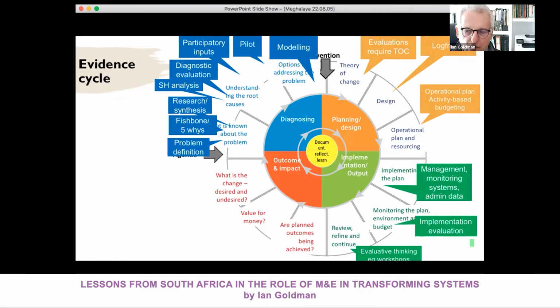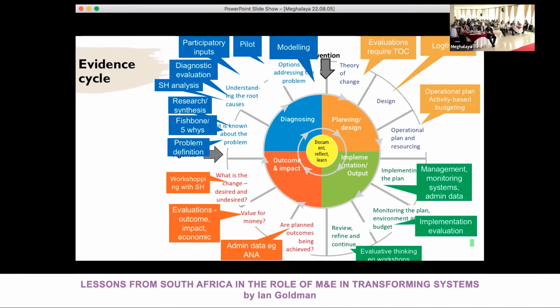For example, you can run reflective workshops to review how things are going and how things need to be changed as you go. In terms of your outcomes, you can do outcome monitoring using administrative data, for example, are learning outcomes being achieved? You can do outcome, impact and economic evaluations. You can again use reflective workshops with stakeholders to look at what the outcomes and impacts are. And all through the middle of the cycle is documenting, reflecting, and learning. So it's very important. Evidence is needed throughout the cycle, and evaluations should be happening throughout the cycle.